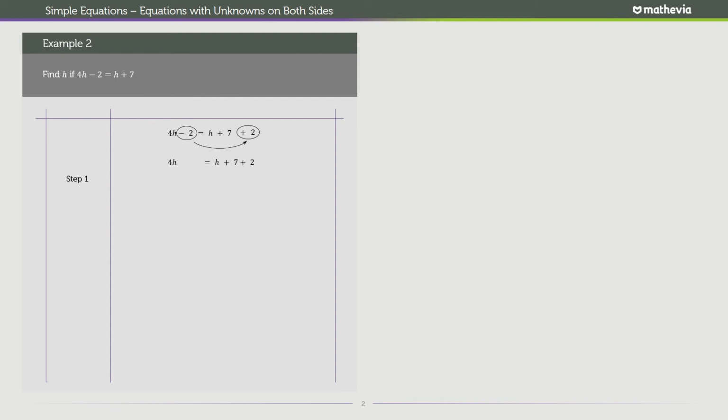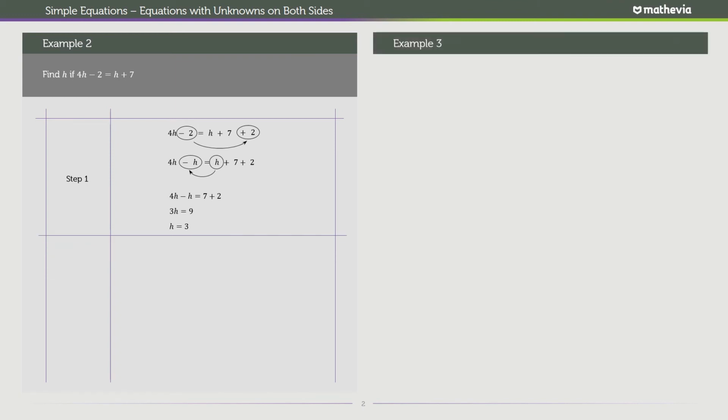You have 4h equals h plus 7 plus 2. Now you're going to move h over to the left. Your unknown, you move it over to the left, and it becomes minus h. So you have 4h minus h equals 7 plus 2. Now you just go ahead and solve. 4h minus h equals 3h. 7 plus 2 equals 9. We divide both sides by 3. We have our h as 3.